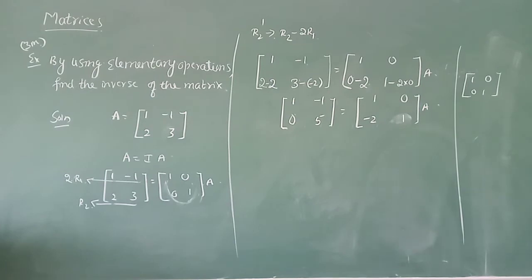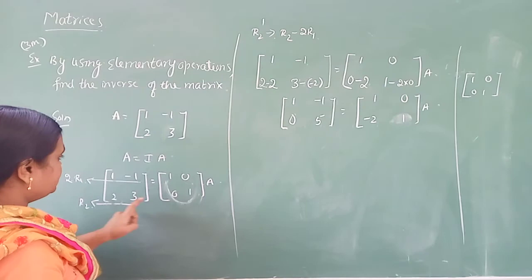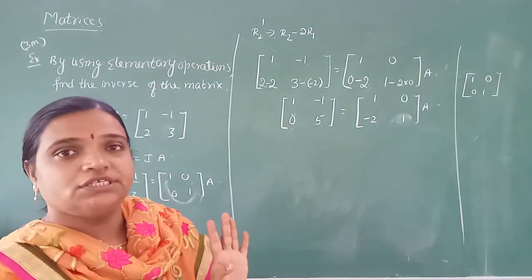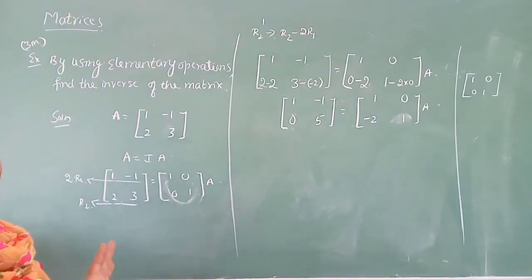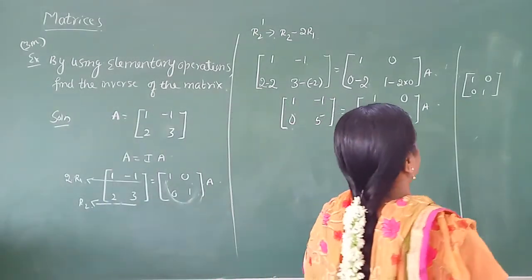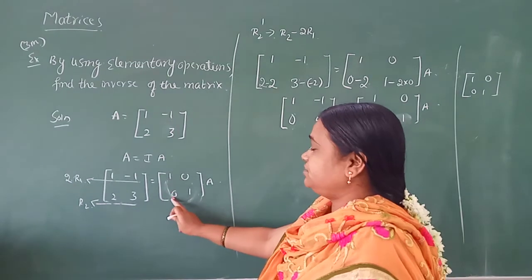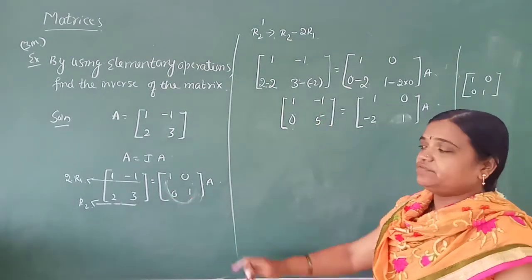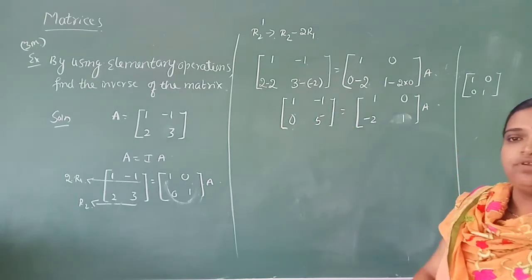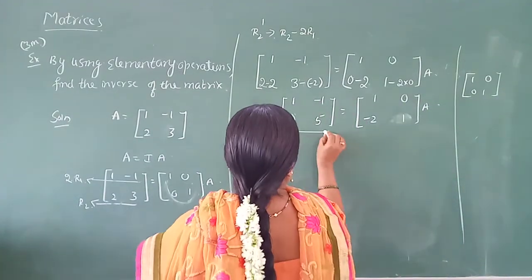Means we converted, please concentrate, we converted this 2 in terms of 0. See here, 2 we converted in terms of 0. You understood? Okay. And the next step: we have done first 1, next 0. The next step is 1 we have to convert. Means this 5 we want to convert in terms of 1. For that, see, we are doing the operation.